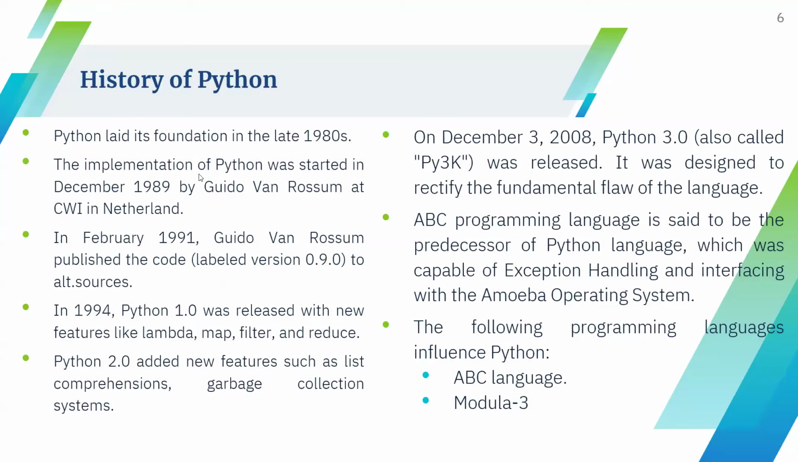The implementation of Python was started in December 1989 by Guido van Rossum at CWI in the Netherlands. In February 1991, he published the code, version 0.9.0. In 1994, it became version 1. Then Python added new features such as list comprehension, garbage collection, and so on.